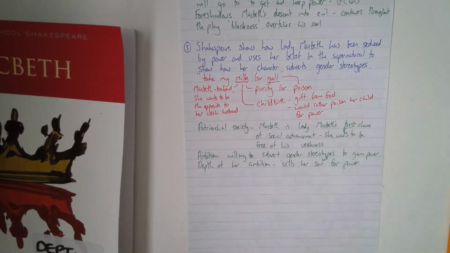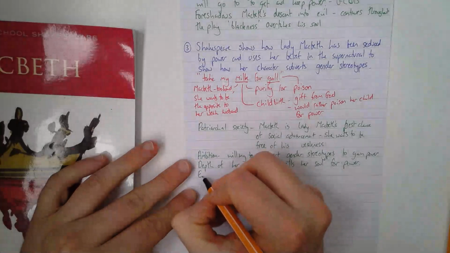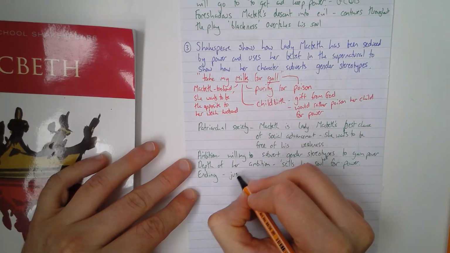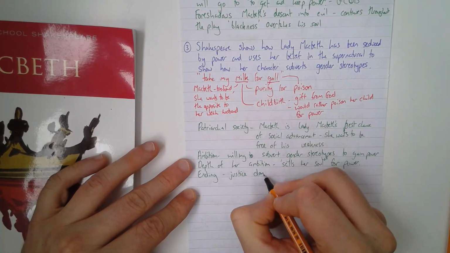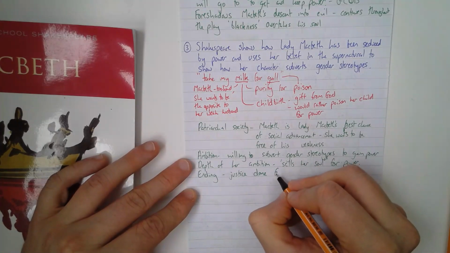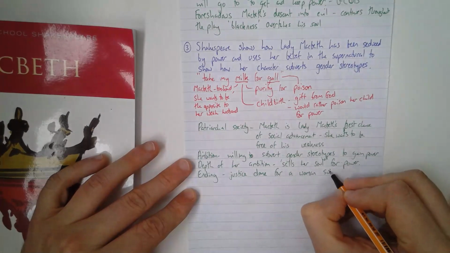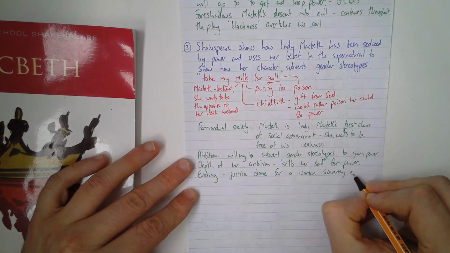Think about what else she does as the play develops. And I suppose you could possibly link it into the ending here as well, or her ending in the novel. Is this some sense of justice done for a woman subverting expectations of the time?